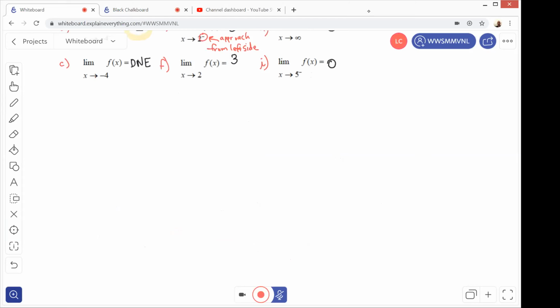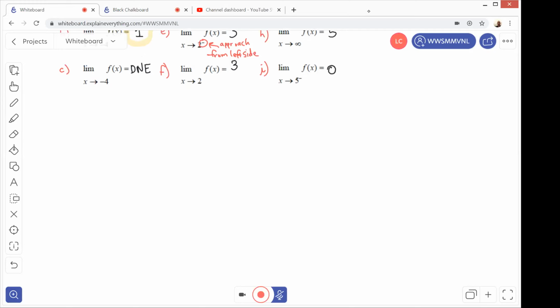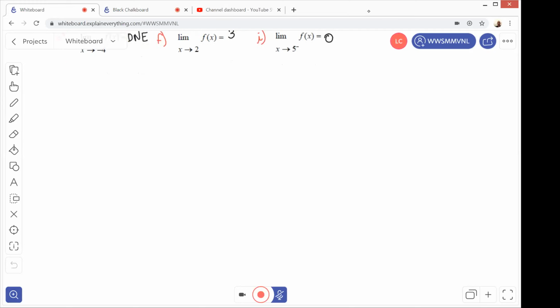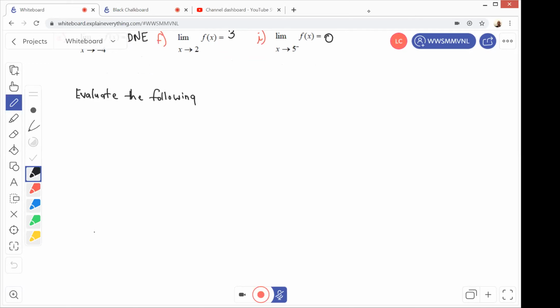So now we're going to look at one-sided limits using a table. So we're going to look at these limits numerically. Evaluate the following one-sided limits, if they exist.